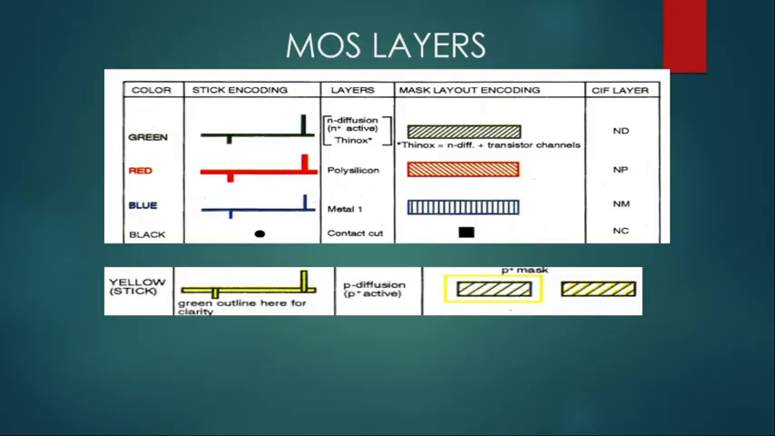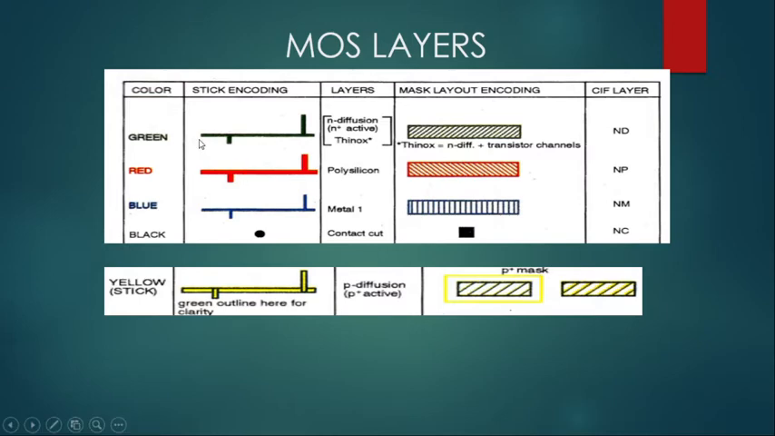So for your VLSI subject, 5 layers are important. First is your green. The green layer is used for N diffusion. Here you have 5 things given. First is color, so you use green, red, blue, black and yellow. Green color is used for N diffusion.